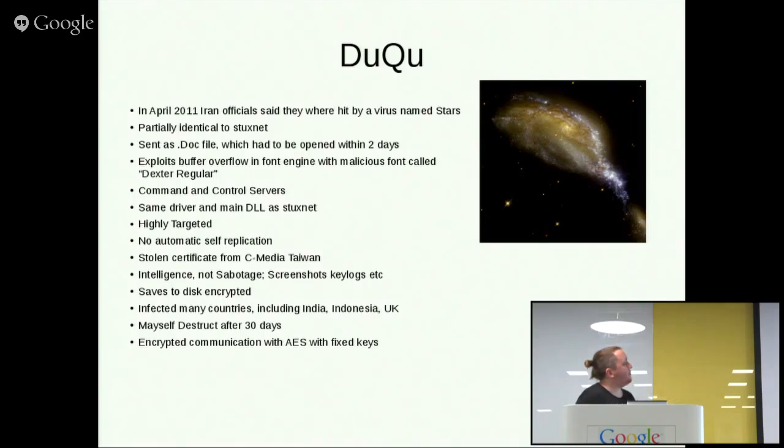And it didn't replicate automatically, so it didn't replicate via USB, but it would contact command and control servers, which could tell it to replicate on a network. It also contained a stolen certificate from a Taiwanese company called C-Media. And the goal of this was intelligence, not sabotage. So it would have a look around the hard drives, take some screen pictures, and send that information back to command and control.